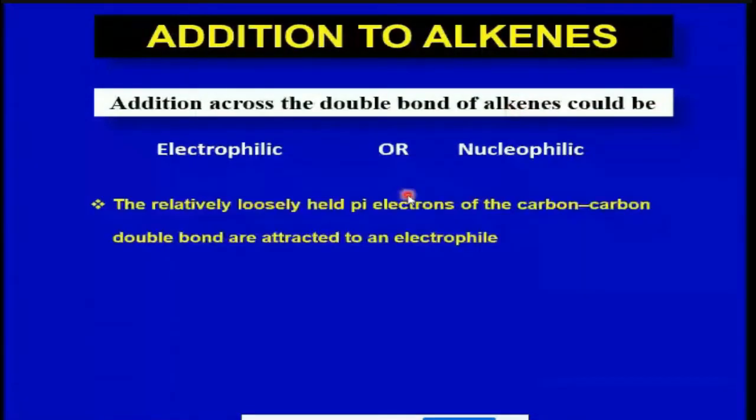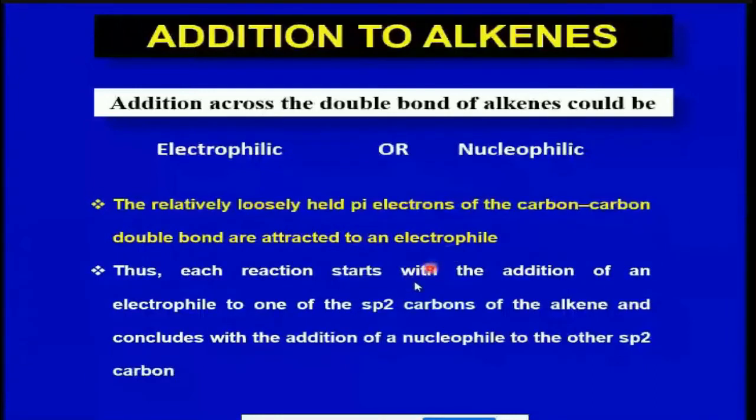Actually, the pi electrons, the pi bond of the carbon-carbon double bond, are involved. We have already discussed the reactivity order, and I've told you that if you have a sigma and a pi bond, mostly or always the pi bond will react because these electrons are more loosely bound between the carbon atoms. Right? So the reaction starts with the addition of the electrophile on one of the sp2 carbons.